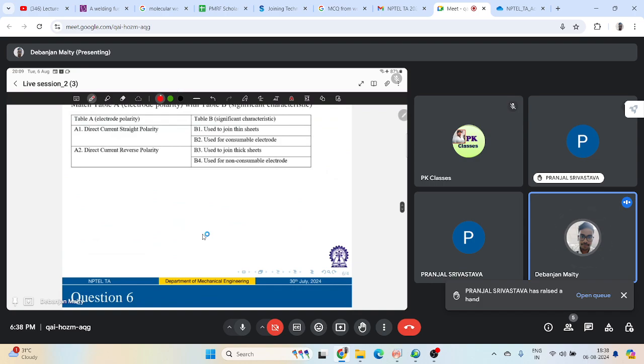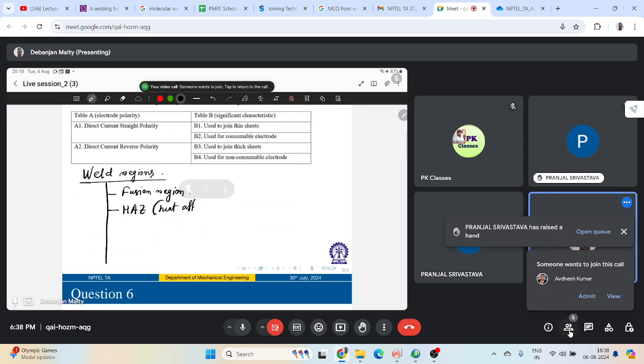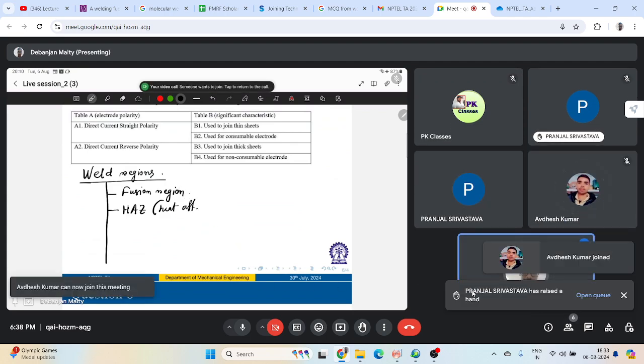So let me write down over here. So you'll have fusion region, heat affected zone.